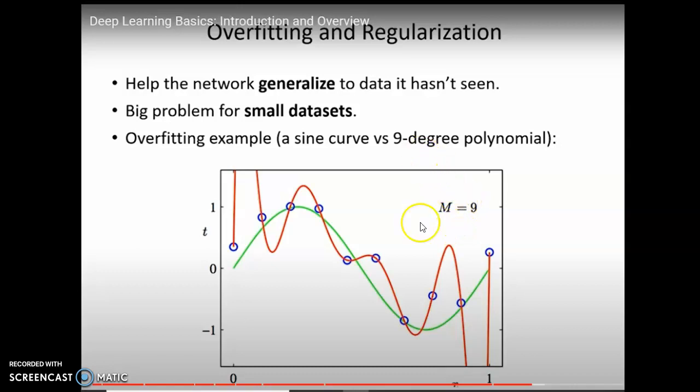9 degree polynomial. The plot runs from 0 to 1, with the axis from minus 1, 0, 1, and t.